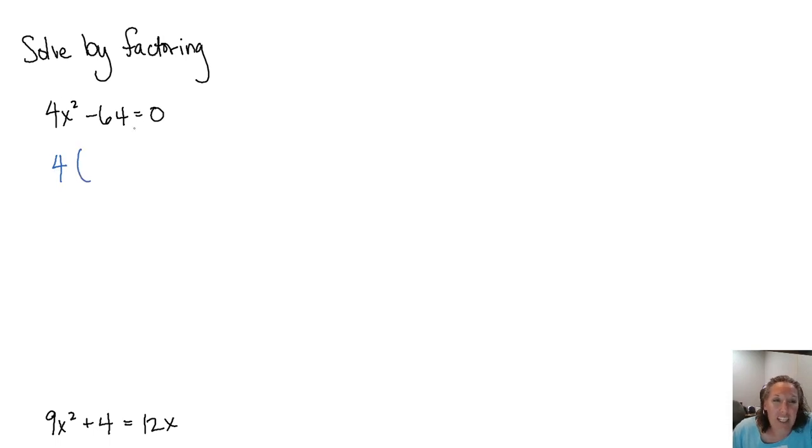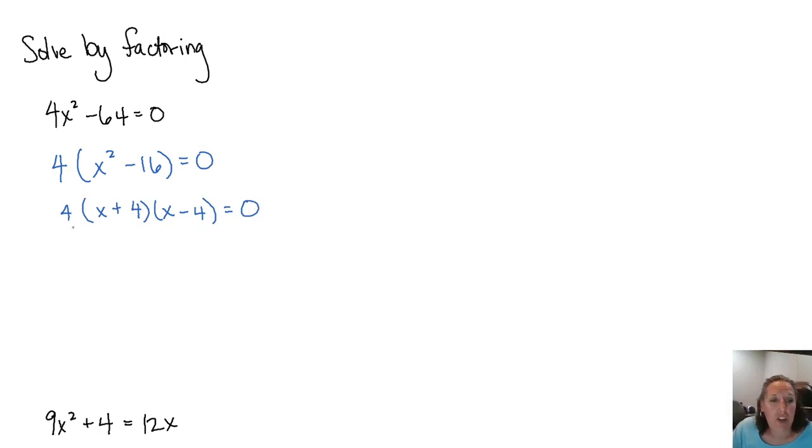We can't pull out any x's because there's not any x's on our 64, but that's going to leave us with x squared, and then negative 64 divided by 4 is negative 16. X squared minus 16 is a difference of squares, so it's going to factor to x plus the square root of 16 and x minus the square root of 16.